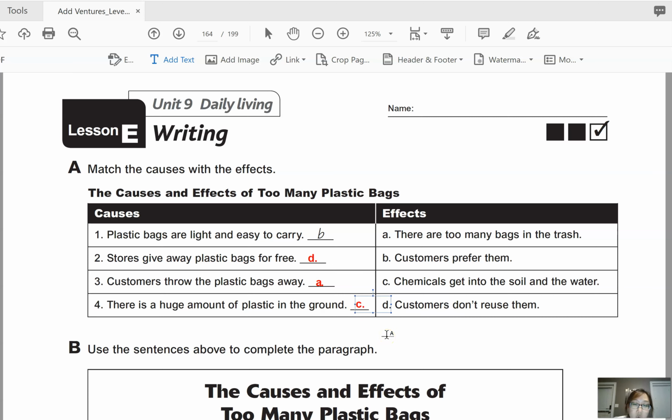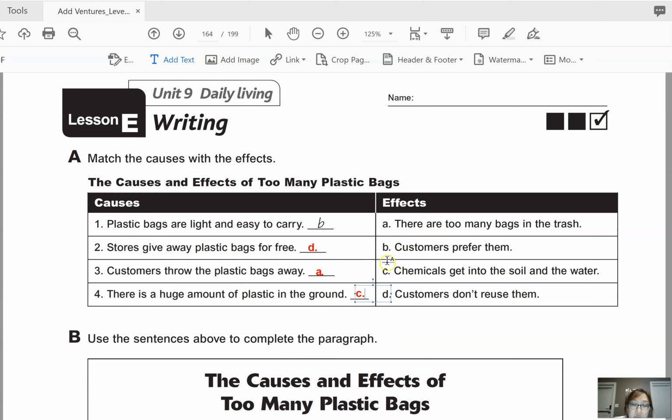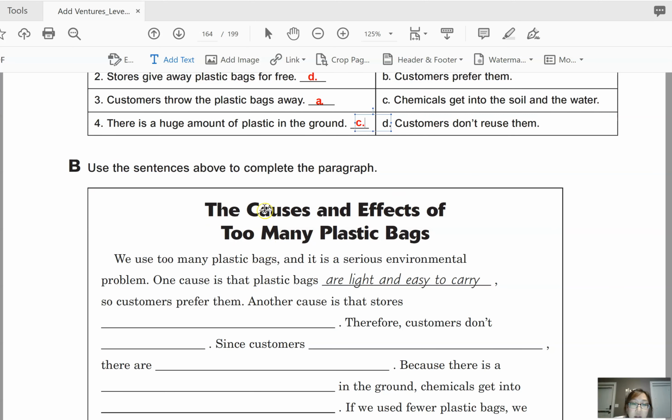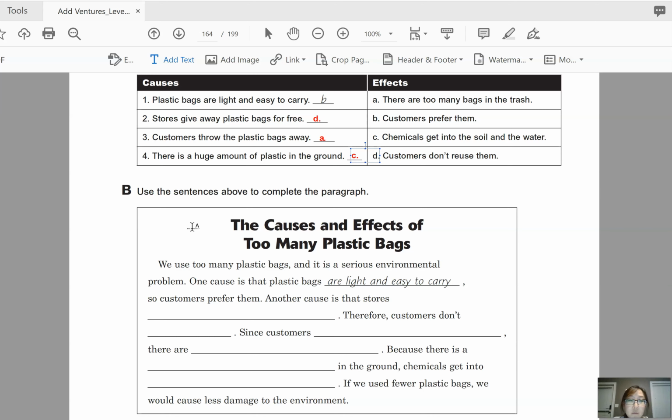Now we are going to use these causes and effects to complete this paragraph. You can keep in mind what we learned in lesson C, connectors, using since and so, or because and therefore. Actually there is only going to be one answer, but as you complete the sentences, just pay attention to what kind of connectors are used. Go ahead and pause the video and continue when you're finished.